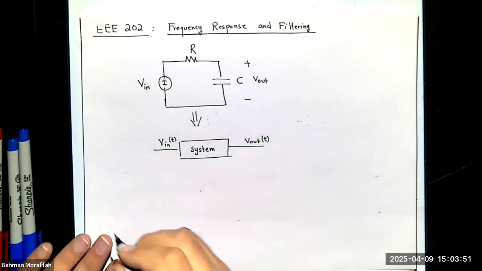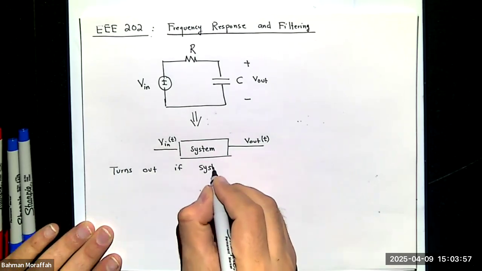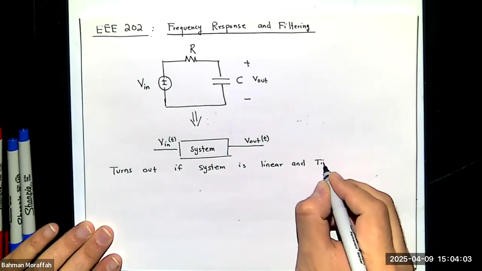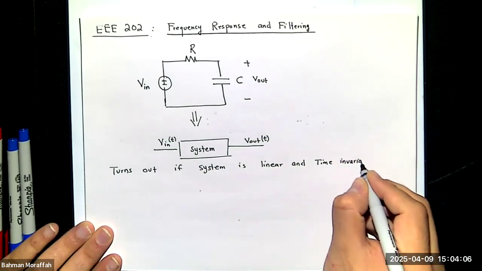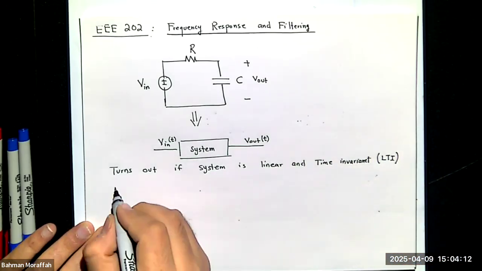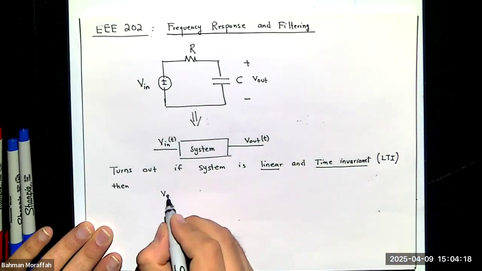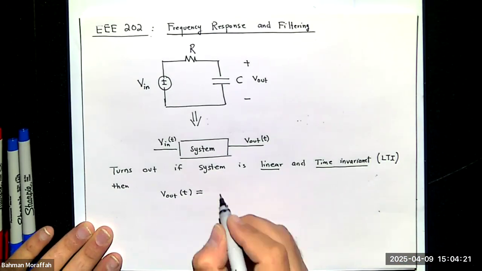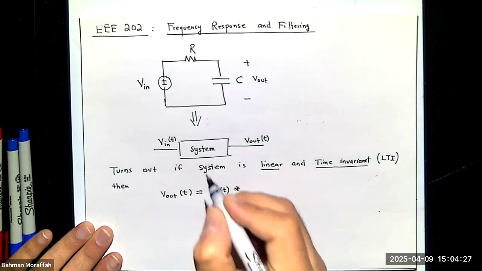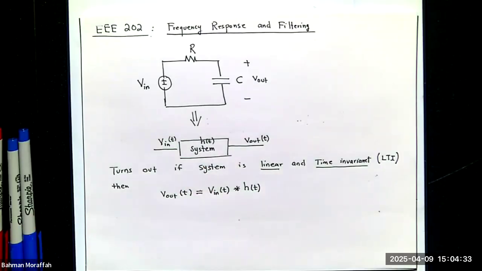So it turns out if the system is linear and time invariant, for short we call them LTI systems, then we can find the output using this formula. The input as a function of time convolved with the system, let's call our system h of t. So convolved with h of t, right?